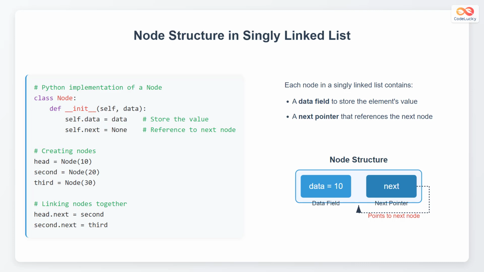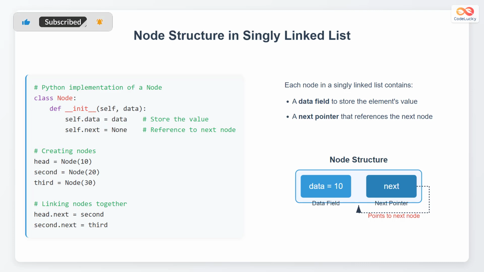to any node initially. Below this, we are creating nodes. We create a node named head with data 10. Similarly, we create another node named second with data 20 and a third node with data 30. Finally, we link these nodes together. head.next is assigned second, meaning the next pointer of head now points to the second node. Similarly, second.next is assigned third. That means the next pointer of the second node points to the third node.